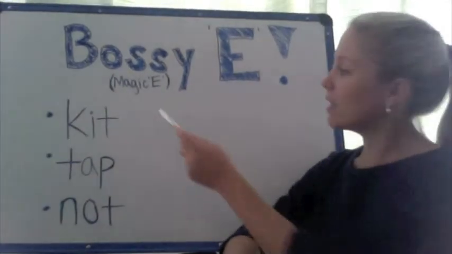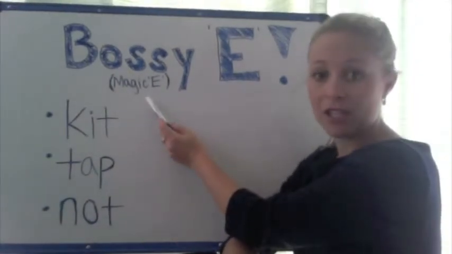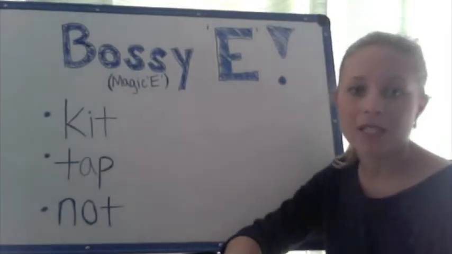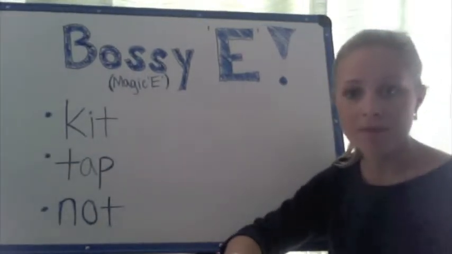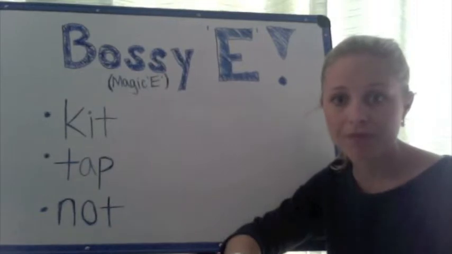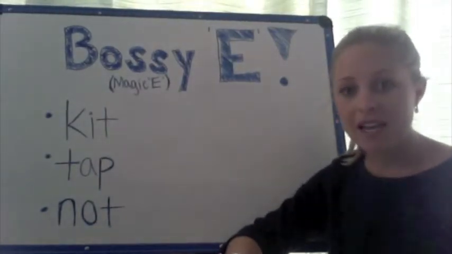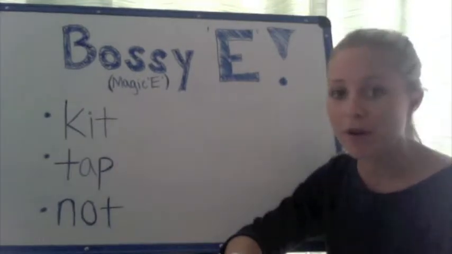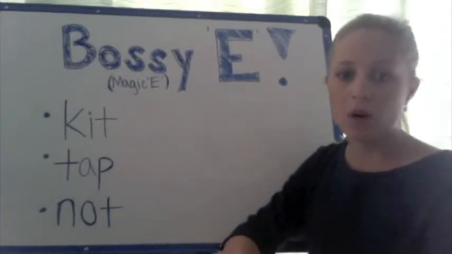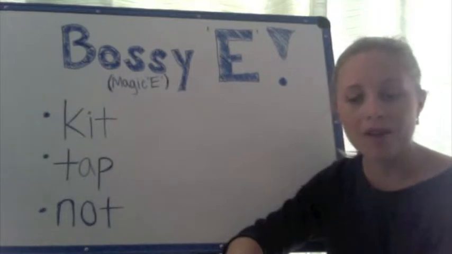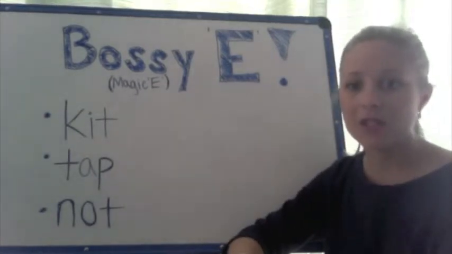And underneath, right here, it says Magic E. Some of you may know the Bossy E as Magic E. They're both names for this letter. Now, before we get to that, let's go ahead and read the next 3 words on our whiteboard, okay? We can read all these words because we know all of our letter sounds. So let's do it together.